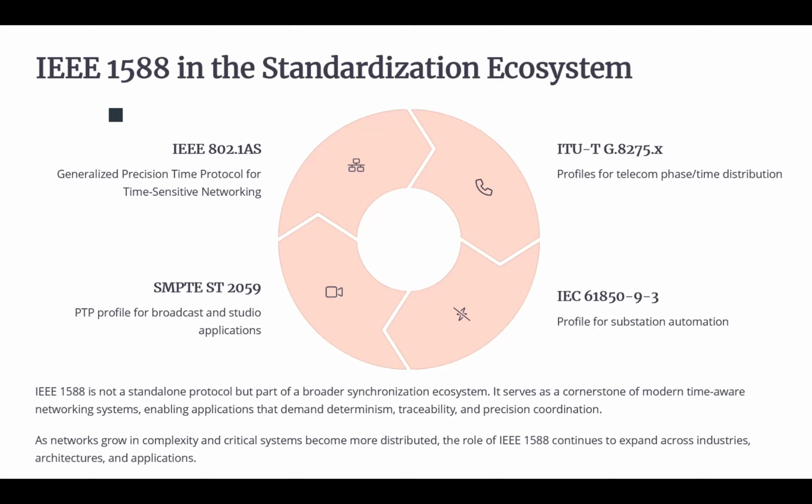One example would be IEEE 802.1AS. This is a generalized PTP, which we call gPTP. It is a specialized version of IEEE 1588 for time-sensitive networking. This version is used in networks where we need precise timing for things like audio or video streaming or industrial automation, so we can make sure that the devices stay tightly synchronized.